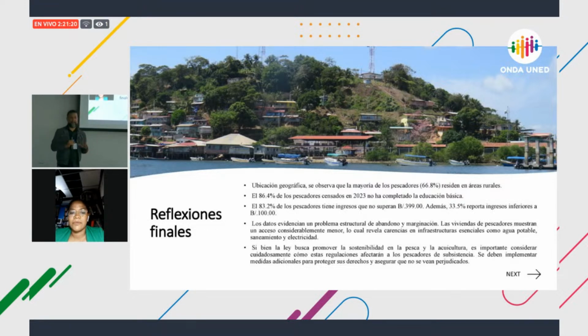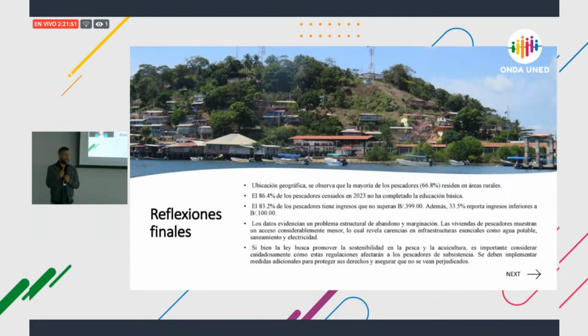The majority, 66% of the fishers in Panama, are rural, so we have to take that into account. Then 86% of the fishers don't even complete basic education levels. In the variable, do you have any title? No, none. They don't have any title. Then the income. It's very objective. Basically 73.5% have an income of less than 100 balboas.